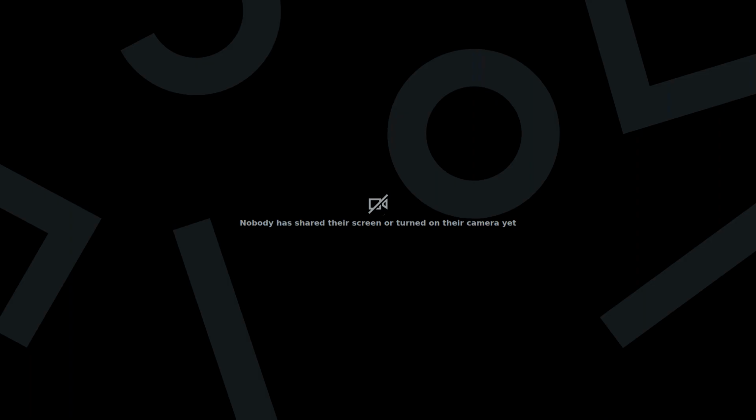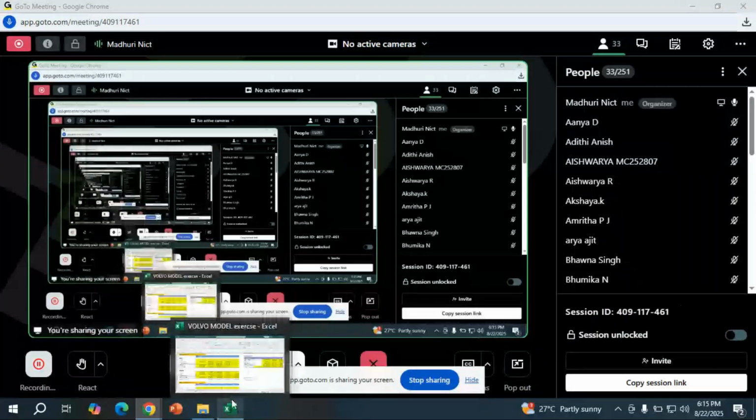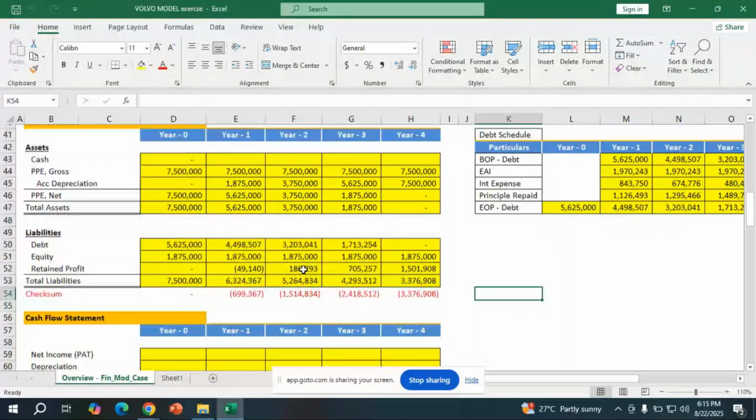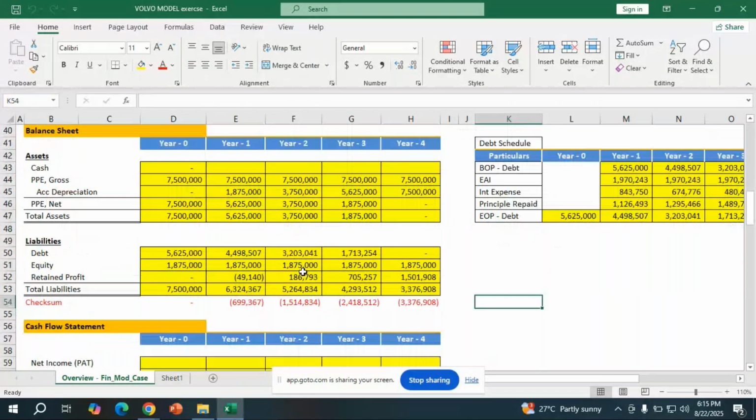Yeah, so in the previous class, we were doing the Volvo case study. So please open that Excel file and keep it ready. Yes, this is your Excel file. So we had completed till the balance sheet. So keep your files open. Let us continue with this case study.